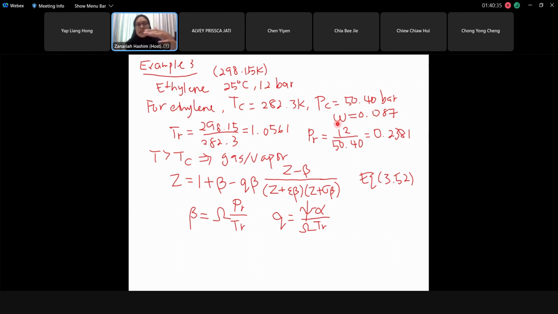Okay, so macam mana nak cari TC dengan PC dan omega, you refer to appendix B. Tadi saya dah tunjuk. So, okay, you just open the appendix and then you find the species, substance name is ethylene. Okay, ethylene dekat sini, somewhere in the middle, here. So you just read lah the value. Ethylene omega is 0.087, and then the TC is 282.3. Okay, saya dah tulis kat situ, 282.3 Kelvin. And then the PC is 50.40 bar. Okay, so you just write down the values, okay?